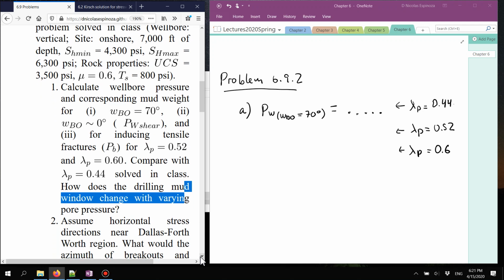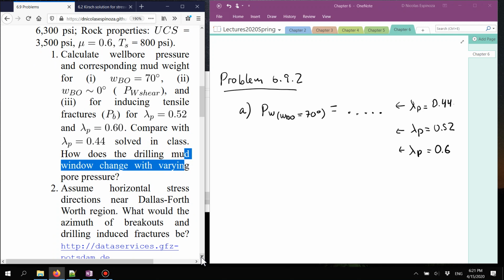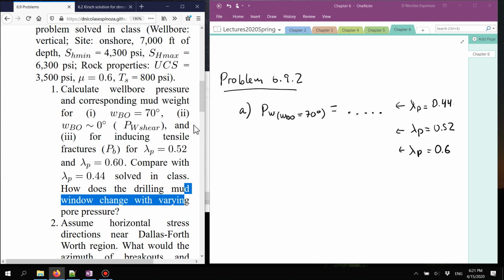And the second part is going to, well, let me finish with the first part. It's not only PWBO that you have to compute, but you're also going to have to calculate the value of PV. So with these two values, and for different values of overpressure, you already have the one for the hydrostatic, you're going to be able to determine the MAD window.